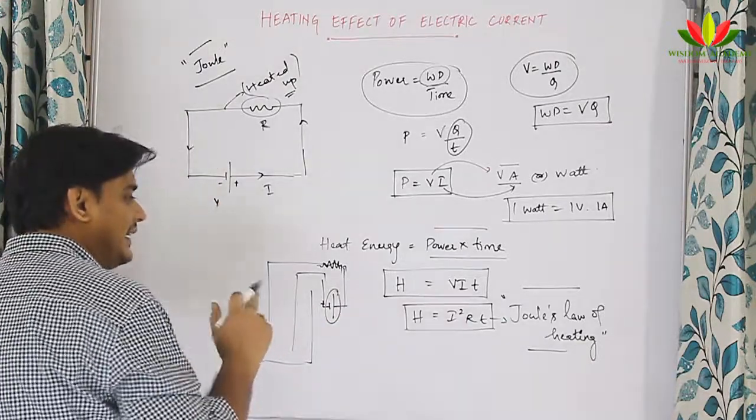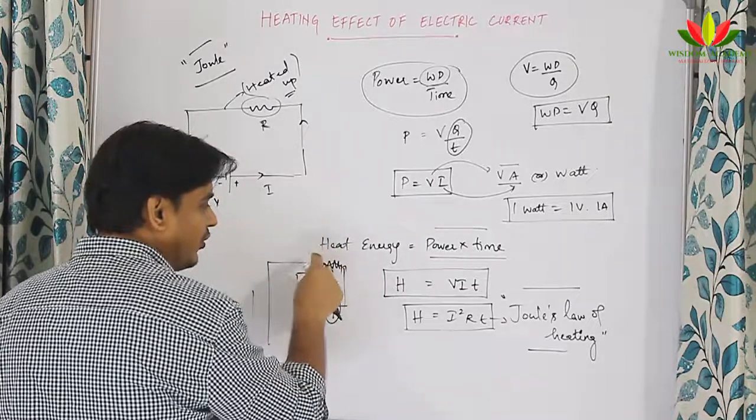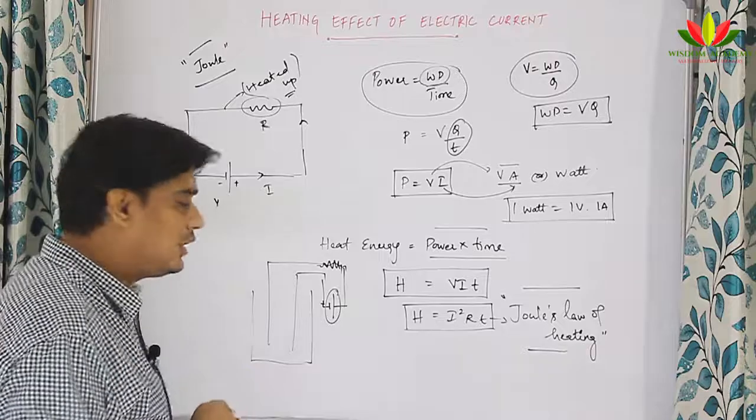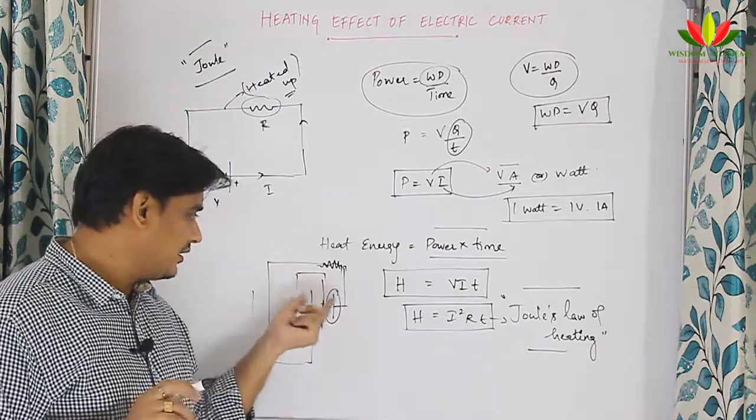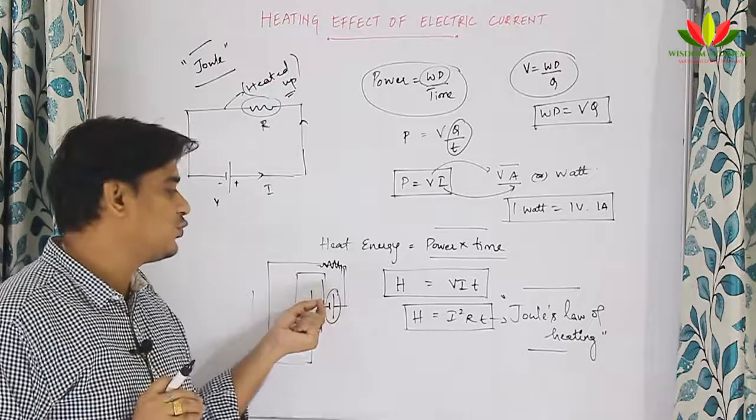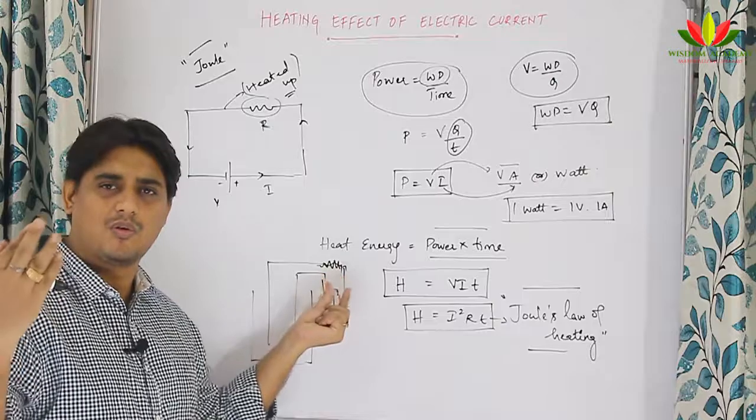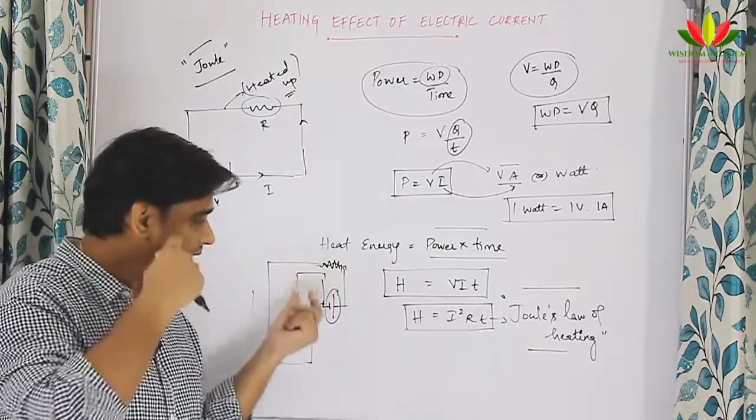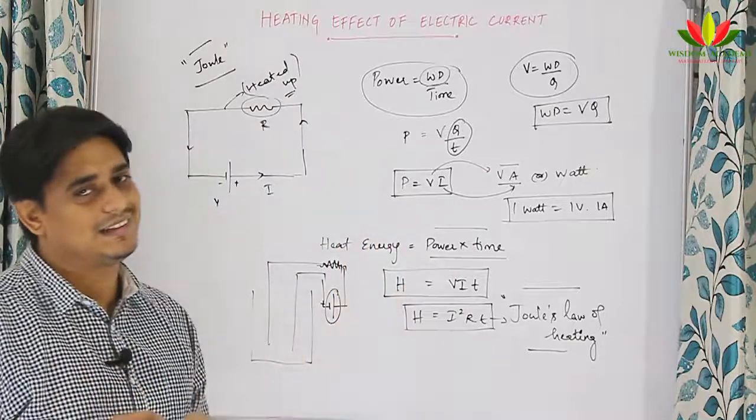The second time, he kept the current and the time of flow constant and changed the resistance. He kept only one battery, and the current flowed for 10 seconds, and he took resistances of 1 ohm, 2 ohm, 3 ohm, 4 ohm, 5 ohm. He found that heat energy is proportional to resistance.